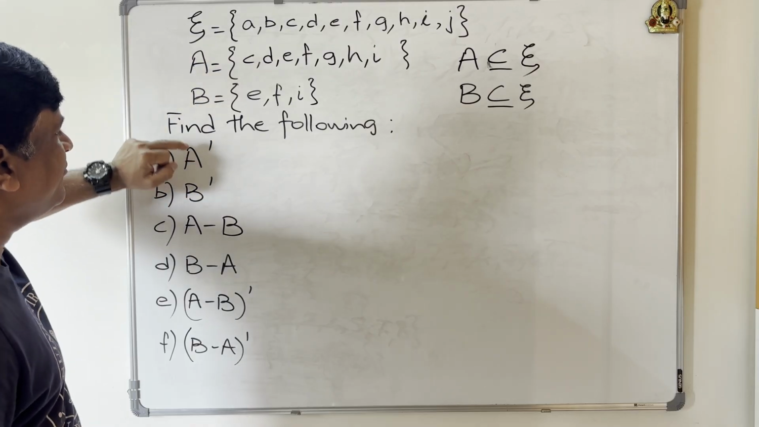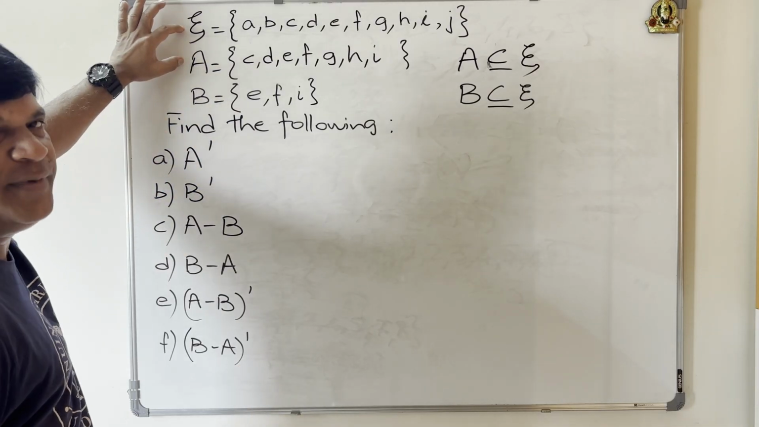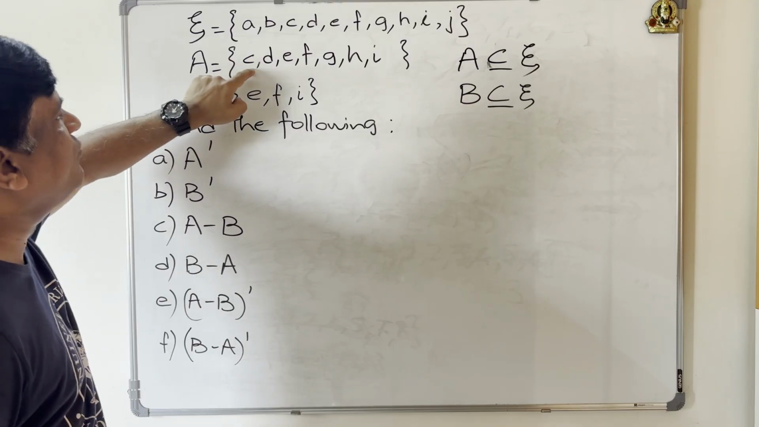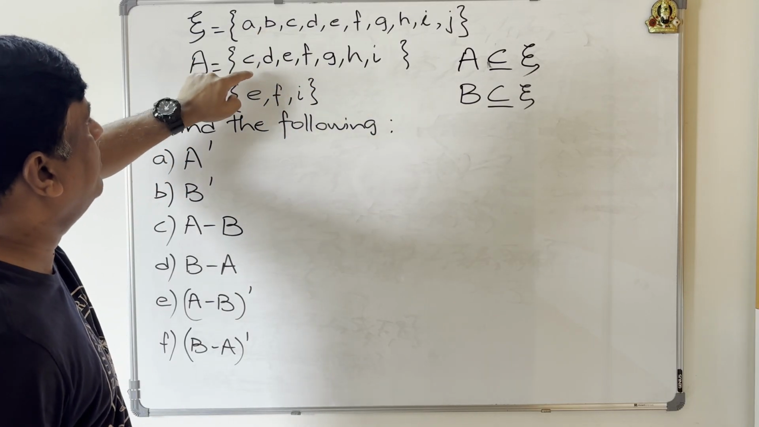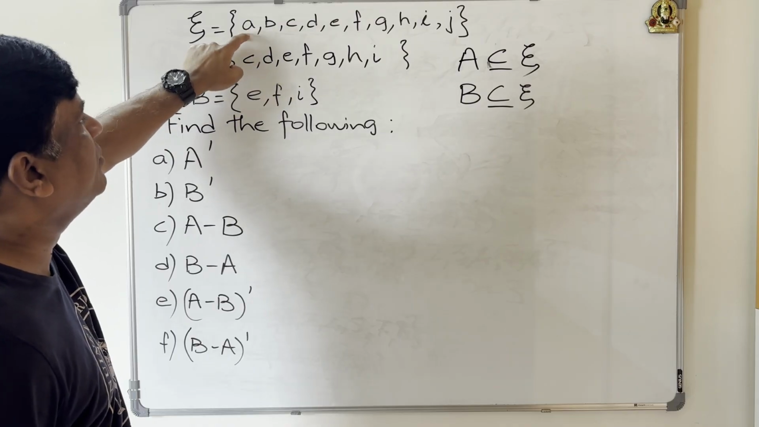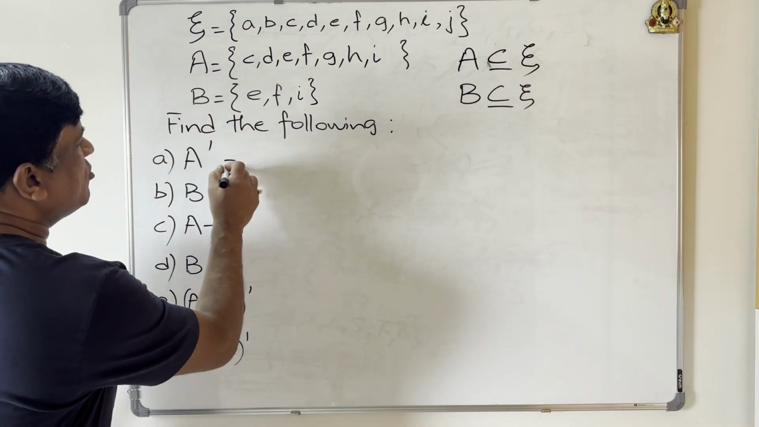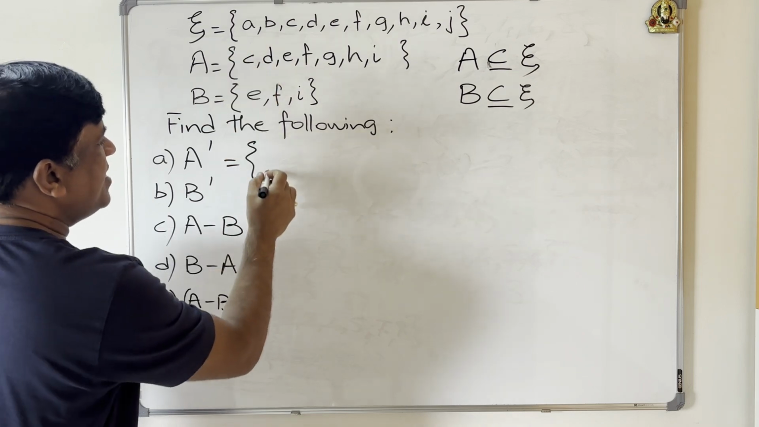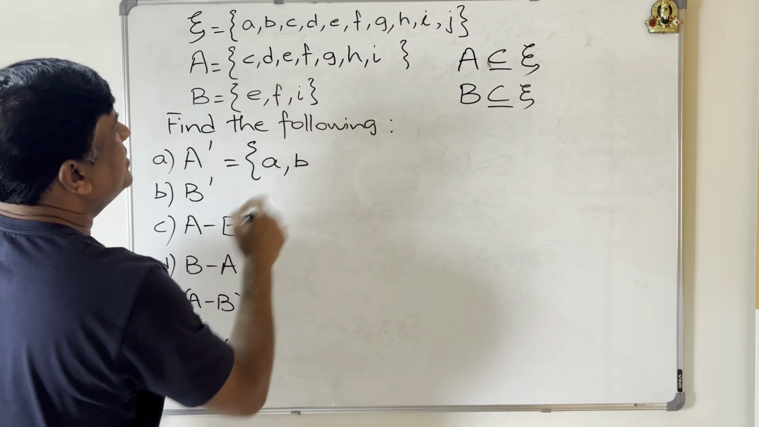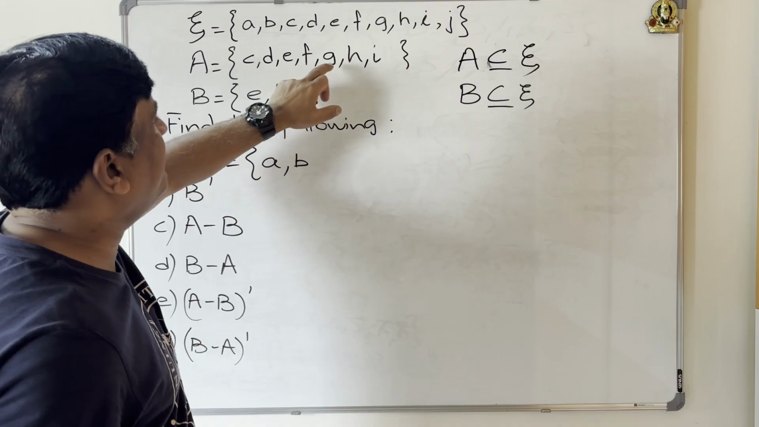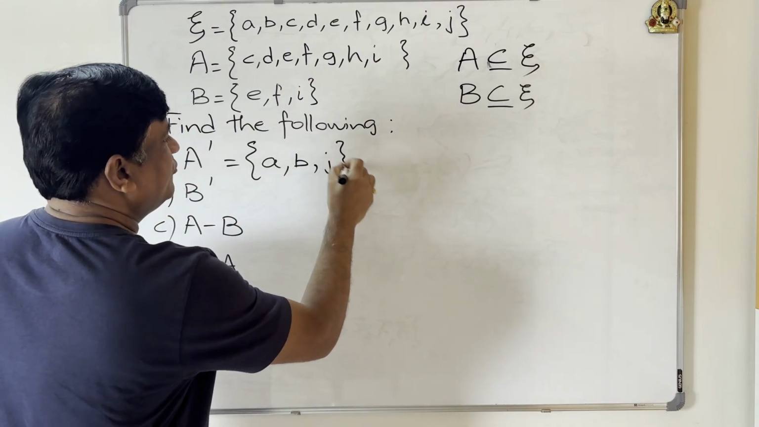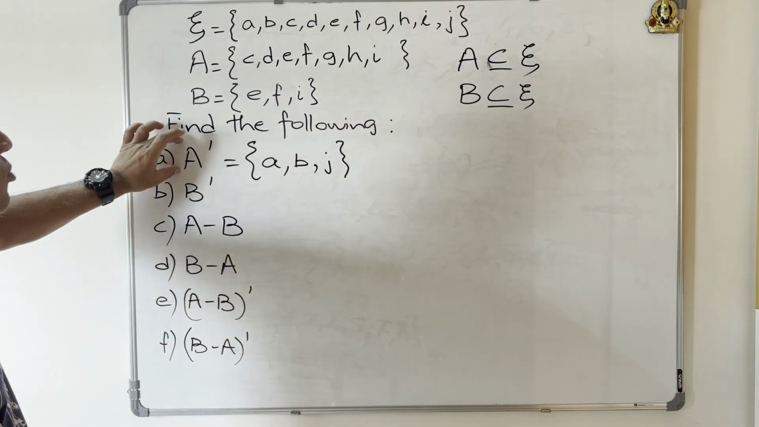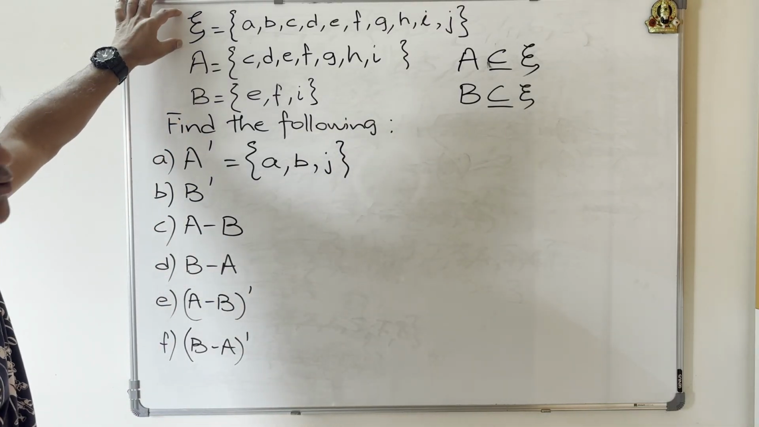So whenever they ask you to find A complement, you need to compare it with the universe. So look at it, what all things are there in the universe, but they are not present in A. So A complement will have A, B, C, D, E, F, G, H, I. So you have to include J. So these are A complement, meaning they are not present in A but present in the universe.